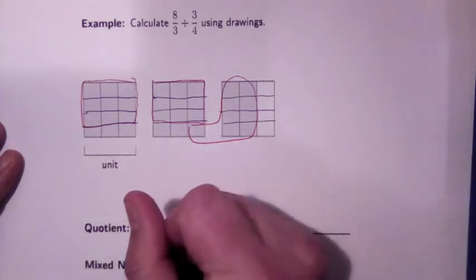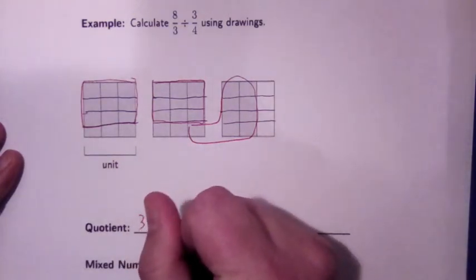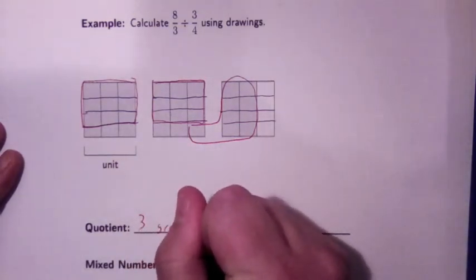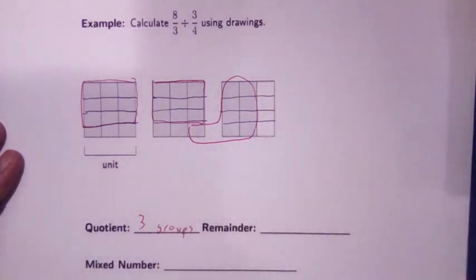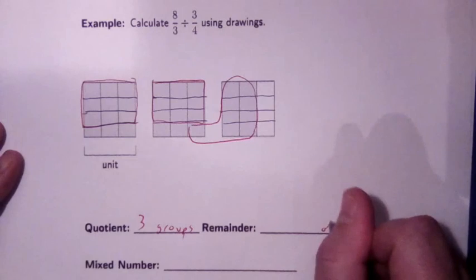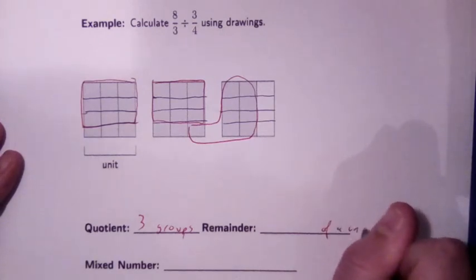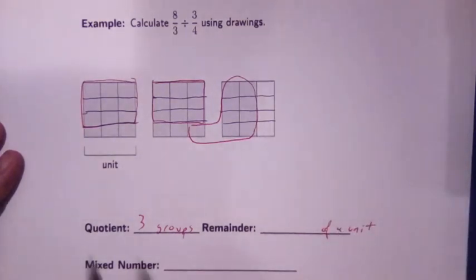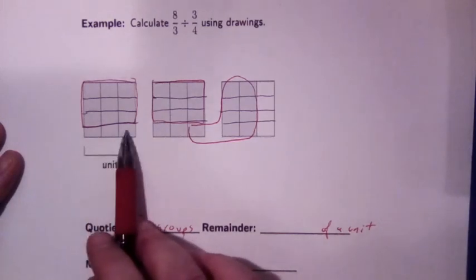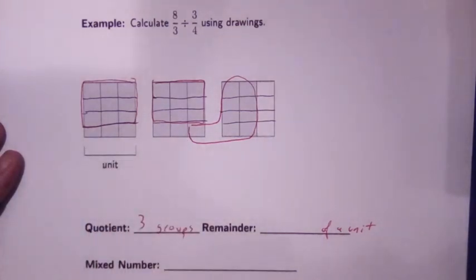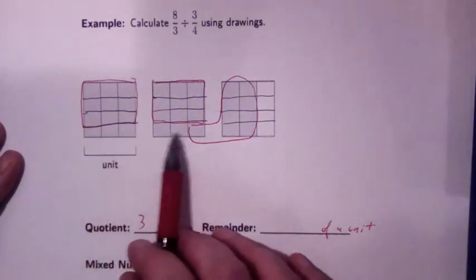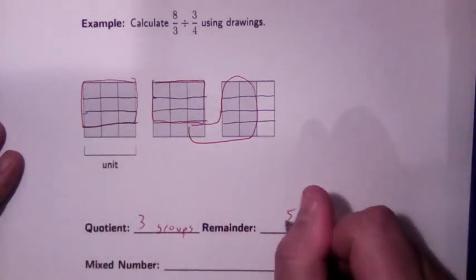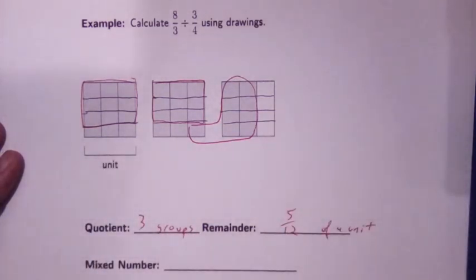For the quotient, that's how many whole groups did we make, or in other words, we've made 3 groups. The remainder is how much of a unit is left over. And so if we're thinking about those 5 little squares that remain, each of those 5 squares is 1/12 of a unit. Those little 5 squares are 5/12 of a unit. Of course, again, because every unit has been divided into 12 pieces.